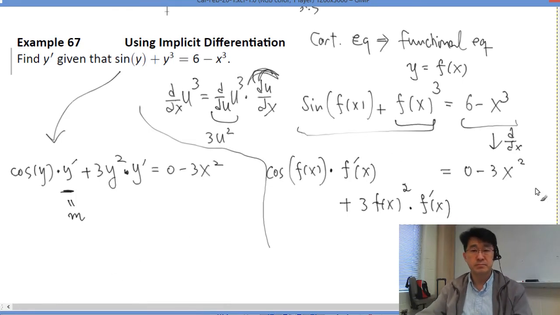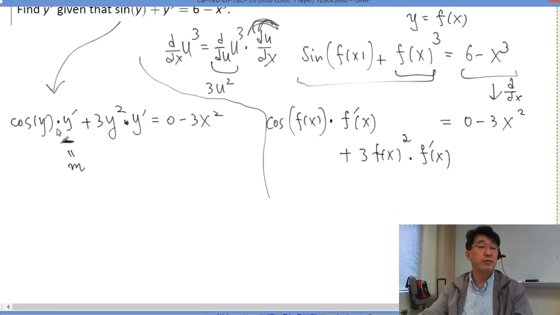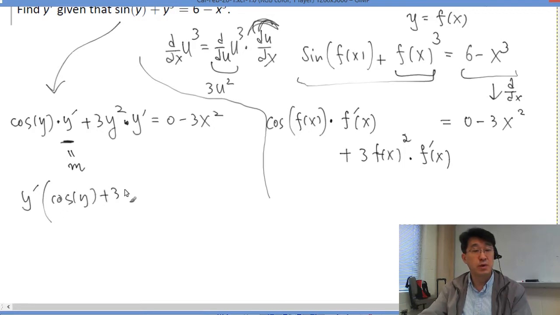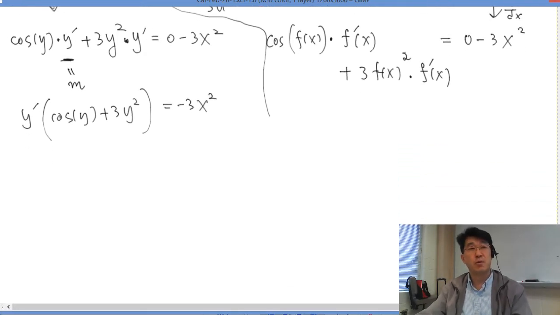Good? But we did this to figure out what this y prime is, right? So they wanted to isolate this y prime. And it is possible. So do you see y prime in the left-hand side common? Can you factor that out, y prime? What is it left with? Cosine of y plus 3y squared, correct? Equals negative 3x squared. Right? By staring at this one, what do you want to do?